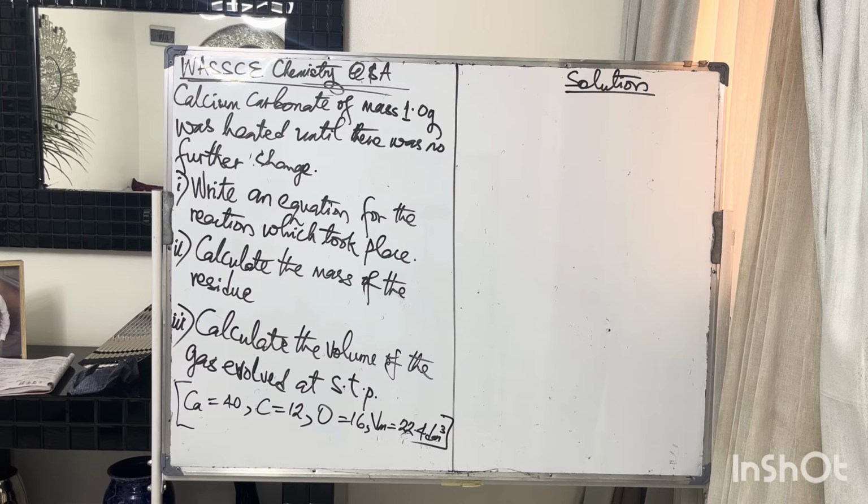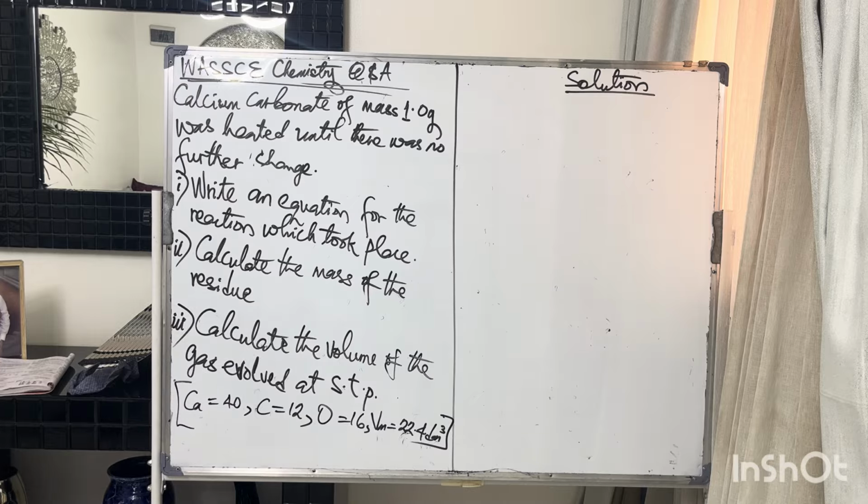1. Write an equation for the reaction which took place. 2. Calculate the mass of the residue. 3. Calculate the volume of the gas evolved at STP. Given that the relative atomic mass of calcium is 40, carbon is 12, oxygen is 16, and the molar volume of the gas at STP, Vm, equals 22.4 dm³.